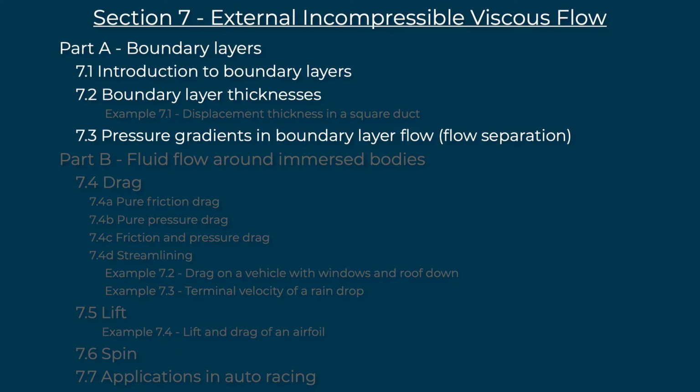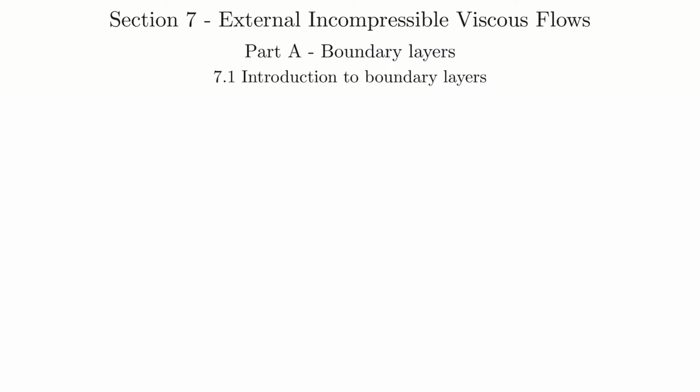Okay, and this is the breakdown of section 7, with the white text showing what we're going to cover in this video. Basically, we split it up into two parts, part A and part B. So we'll do part A in this video. We'll talk about boundary layers. Then there's a short example 7.1 that comes after this video, in a separate video. And so what makes up part A is we first need to look at boundary layers.